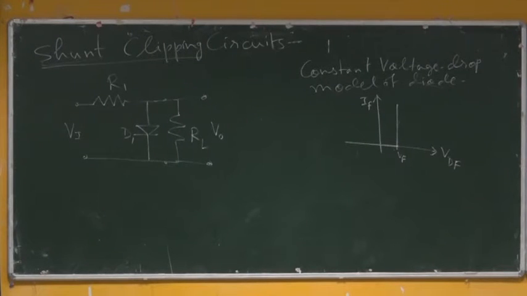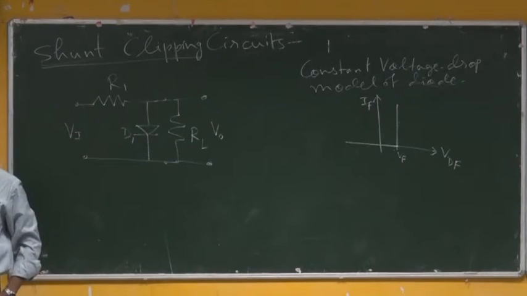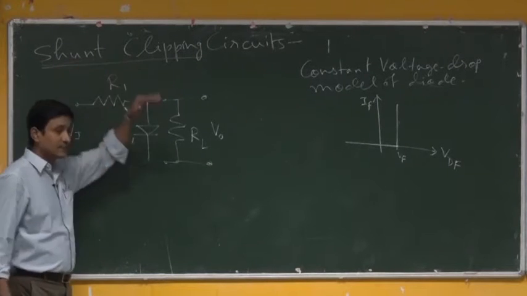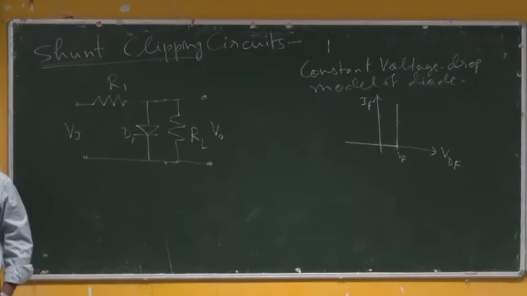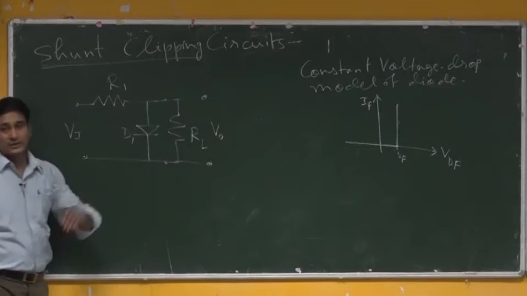That we want to see: if a voltage waveform Vi is applied to the input of this circuitry, how it gets clipped at the output side. The way we were considering in the earlier lecture for the series clipping circuit. Now let's say we analyze an input voltage and its output after it passes through the circuitry which is given here.